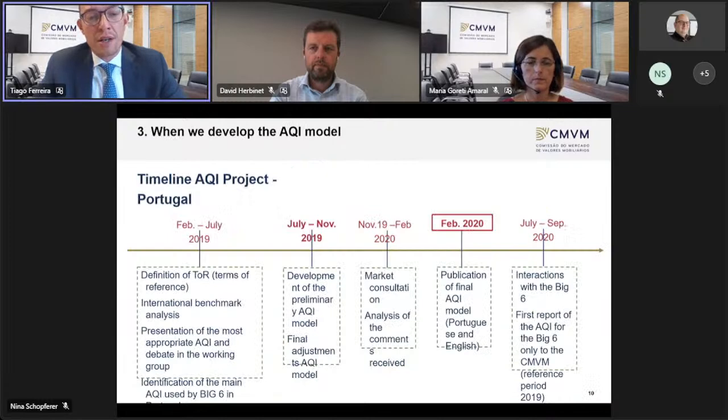So the timeline, as I referred, we started the work in February 2019 with the definition of terms of reference. We developed the preliminary AQI model. We made a market consultation. We received a lot of comments from audit firms. We analyzed those comments and we published the first version in February of 2020. After that, we received the first data, the first report, in September of 2020.